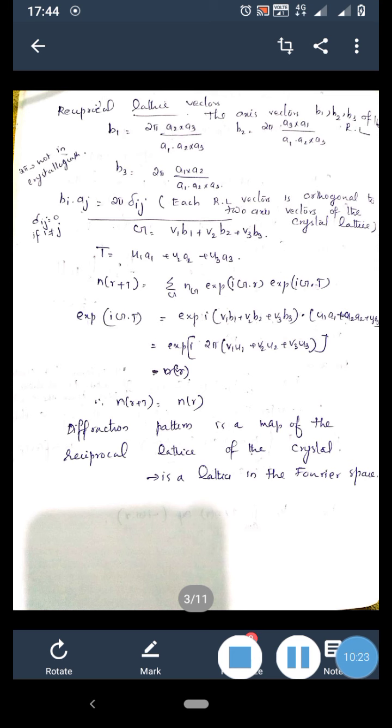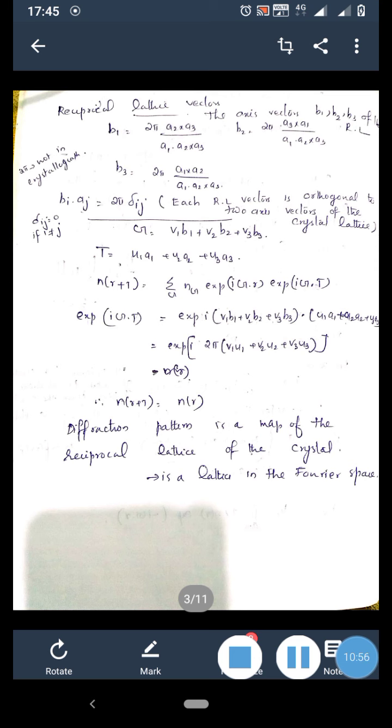Then in the Fourier series expansion, we have one G, and the points in the reciprocal lattice are mapped by the set of vectors G equal to v1 b1 plus v2 b2 plus v3 b3. Here v1, v2, v3 are integers, and a vector G of this form is termed a reciprocal lattice vector.